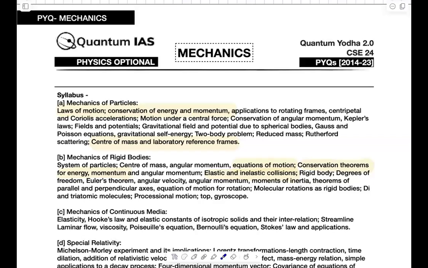Okay, let's start the class. So this is the third class of physics optional PYQ discussion. And today we are mainly focusing upon these topics.